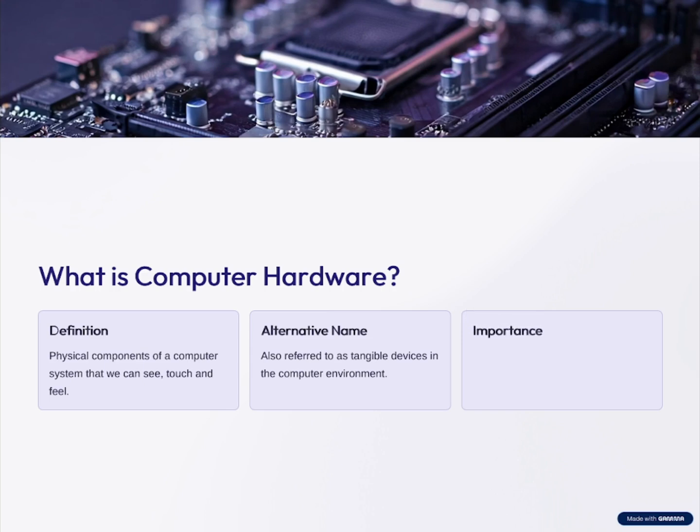So what is the importance of computer hardware? Kindly take a moment and do the following question. Thank you so much. The computer hardware has an importance, and that importance is that they form the physical infrastructure that enables the computing operation.